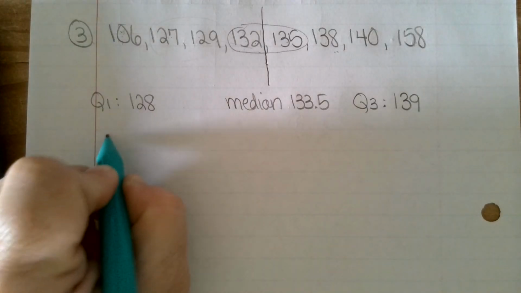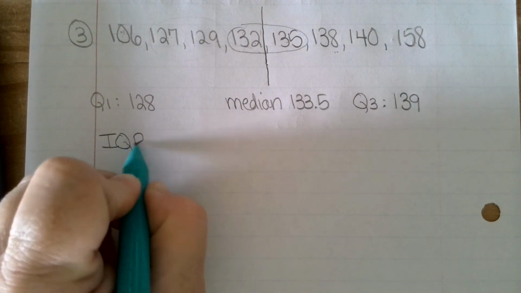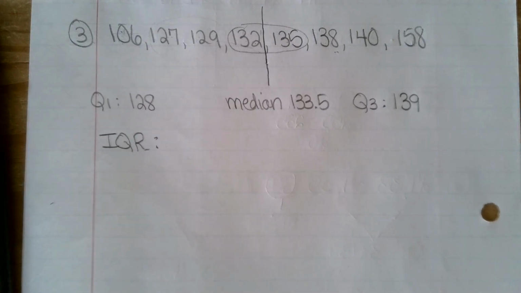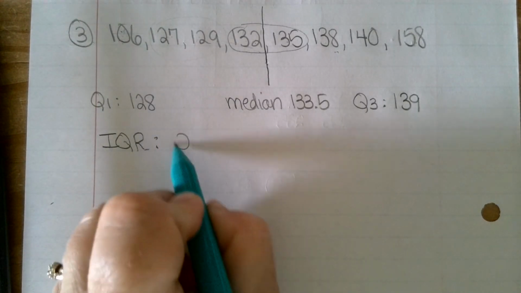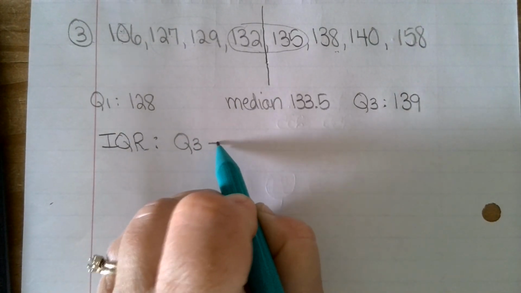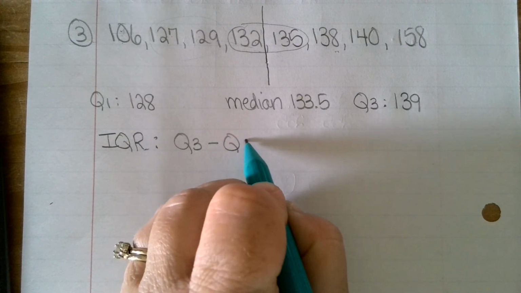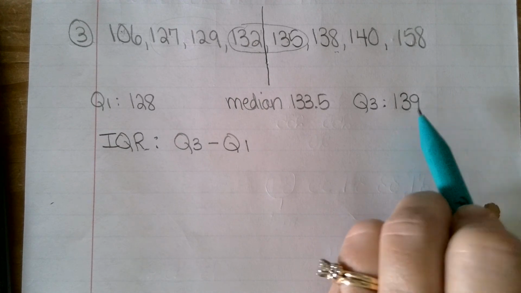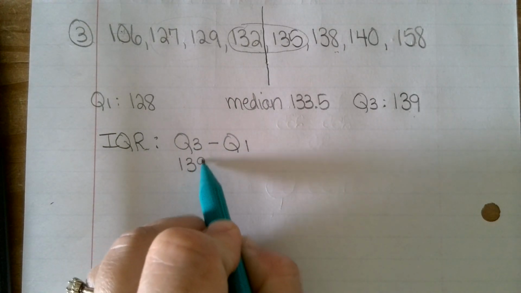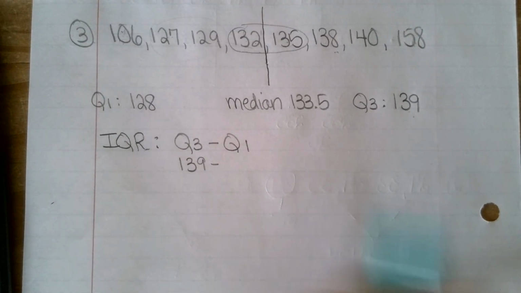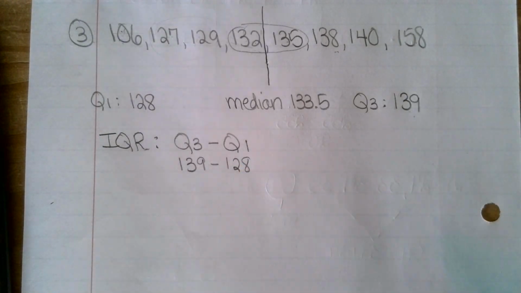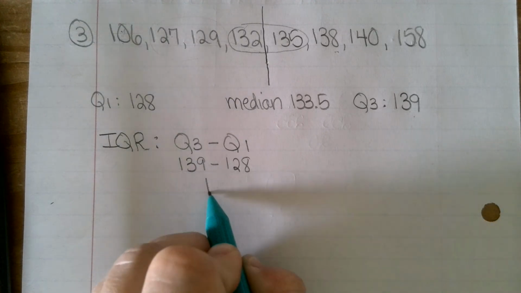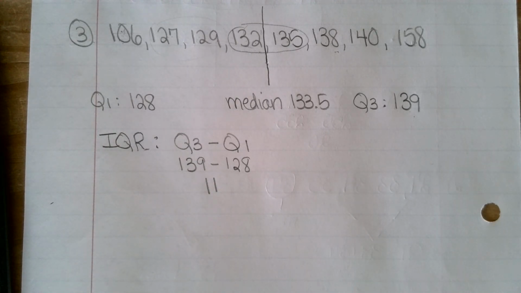Okay, so the last thing to find is your interquartile range. Remember, that's quartile 3 minus quartile 1. So quartile 3 is 139 and quartile 1 is 128. So 139 minus 128 is 11. So the interquartile range is 11.